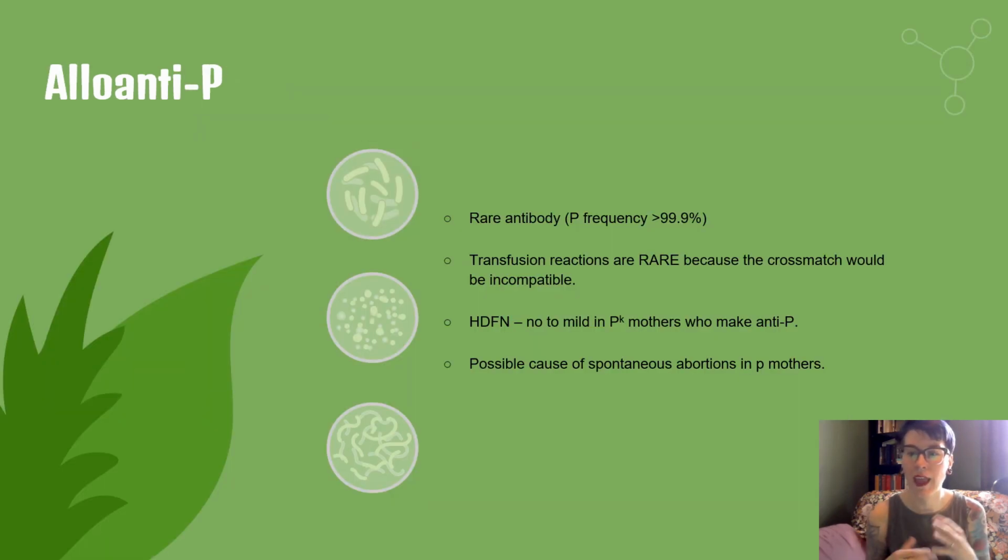So now we'll talk about all the antibodies related to these systems. Allo anti-P is a rare antibody because the P frequency is greater than 99.9%. So if that many people aren't negative, you're not going to have that many people making an antibody. The transfusion reactions are rare because the crossmatch would be incompatible, so you wouldn't give that unit to someone. HDFN is not likely, and it is known to cause spontaneous abortions in little p mothers.